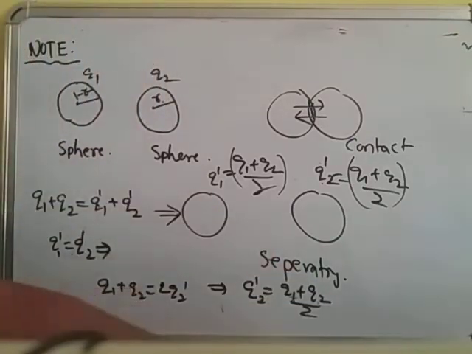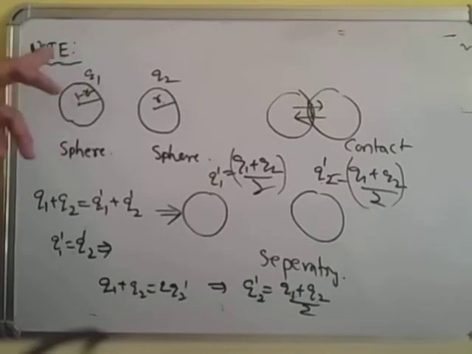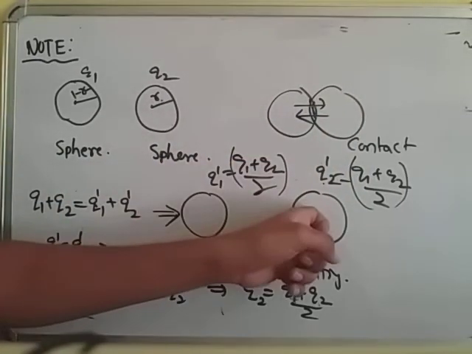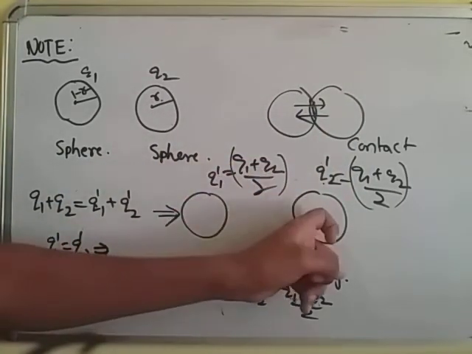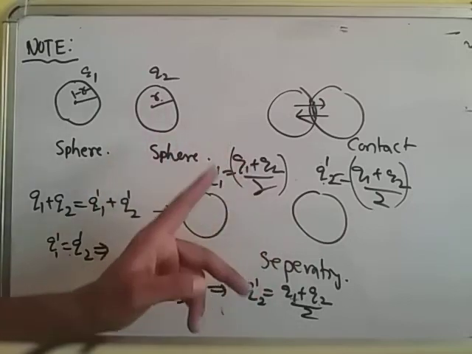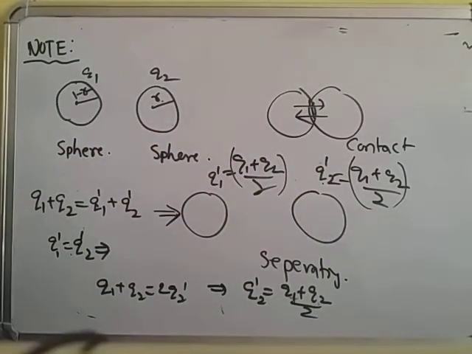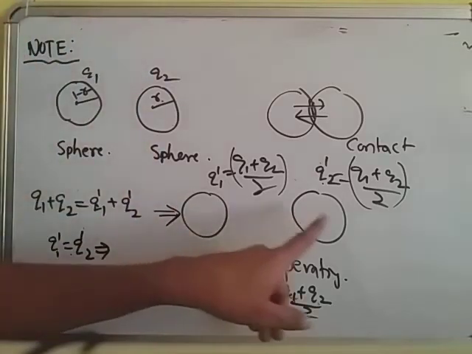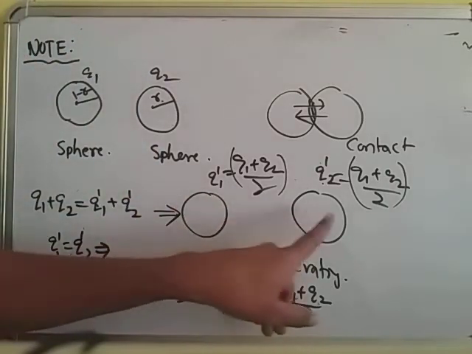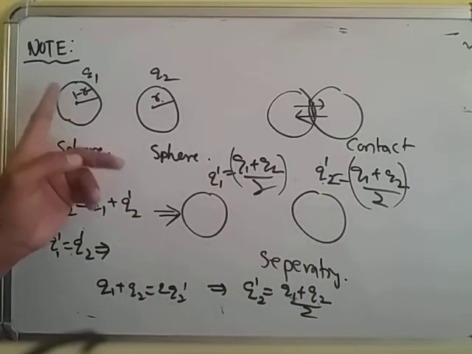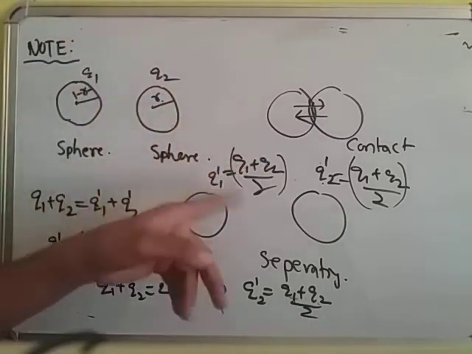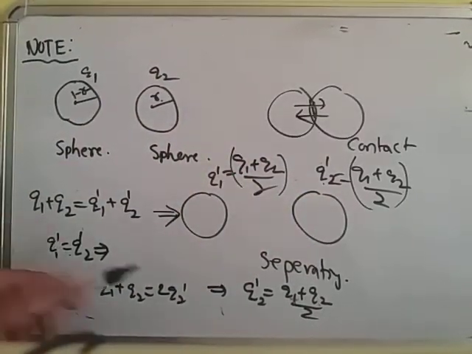I will repeat this. When two identical spheres having the charges q1 and q2 are made to contact each other and then separated, the new charge on each sphere becomes q1 plus q2 by 2. That means the total charge is equally shared. The total charge is q1 plus q2, and since two spheres share it equally, each gets q1 plus q2 by 2.